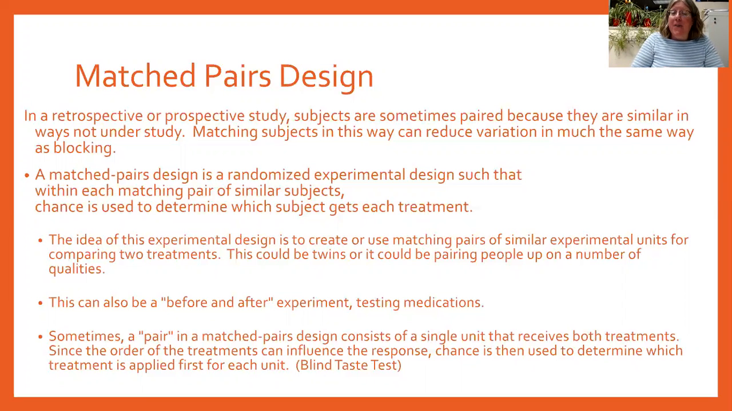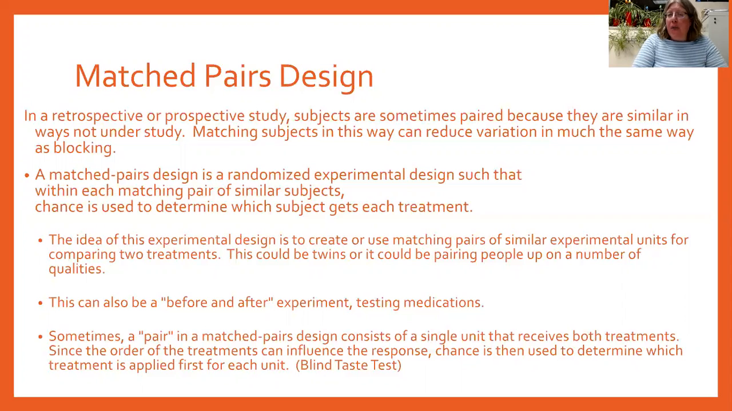Right, so matched pairs design is a randomized experimental design, and what we do is with each pair, we randomly assign one part of the pair to get a certain treatment and the other part of the pair to get a different treatment. Okay, so the classic experimental design for matched pairs is that we have twins, or we pair these people or things up that are similar, and we assign one to each treatment. You can also do a before and after matched pairs. That person is matched with themselves. So you measure something about them beforehand, you do a treatment, and then you measure that same thing again and see if there's an improvement or a change.